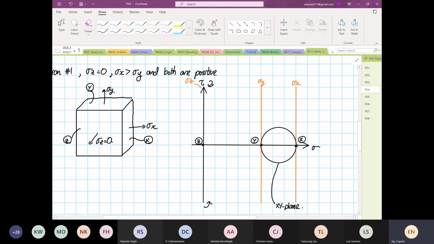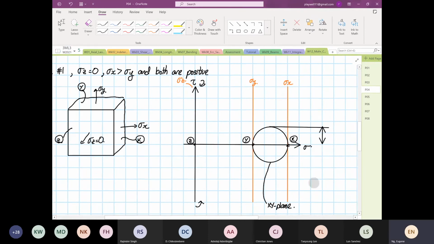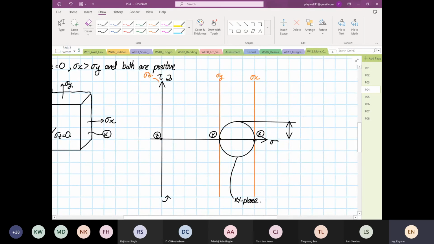And then when you look at here, when you draw this, so you pick a material, right? You pick a material. So the distance from here to here, this is the max. The distance from here to here is your tau max in the XY plane, right? That is your maximum, and this is your so-called in plane. XY is your in plane.